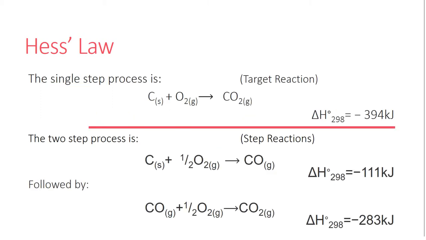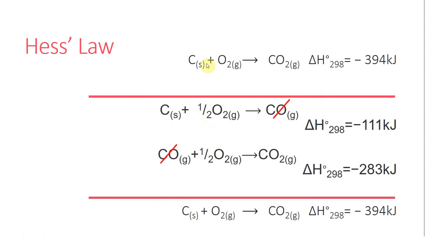So we could have, instead of going in one full step, we could go first where carbon adds one oxygen, one half of the O2 is just one, to get carbon monoxide. And then carbon monoxide could add the other oxygen to get CO2. Now, if we were to add these two reactions up, overall, you're going to see carbon, one half plus one half is one, so one oxygen, and carbon dioxide. It's the same reaction overall. Now your carbon monoxide is going to cancel because you have one on the left and one on the right. So you cancel it just like you would in a net ionic equation.